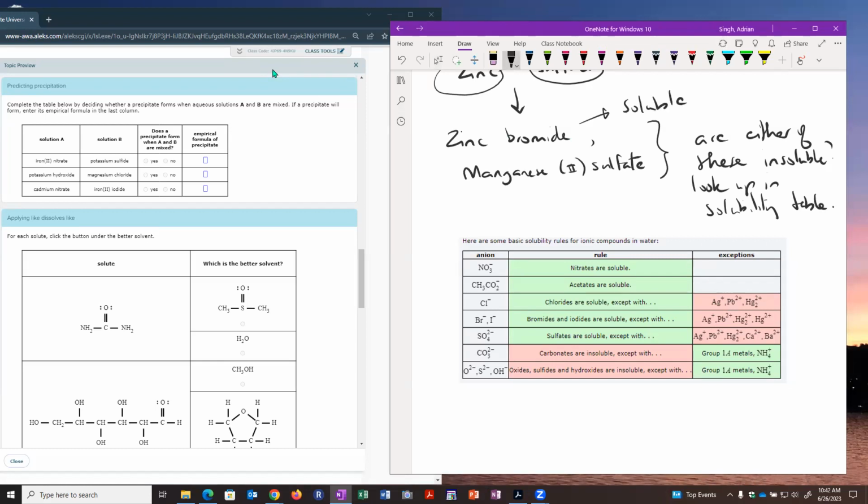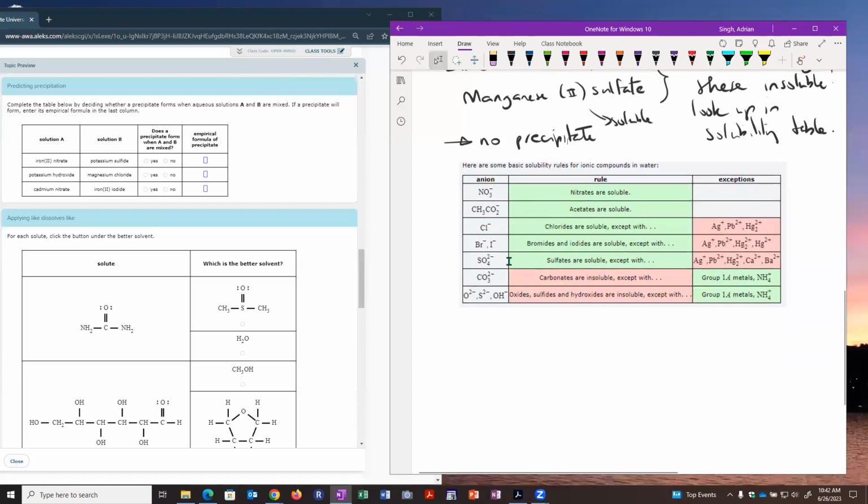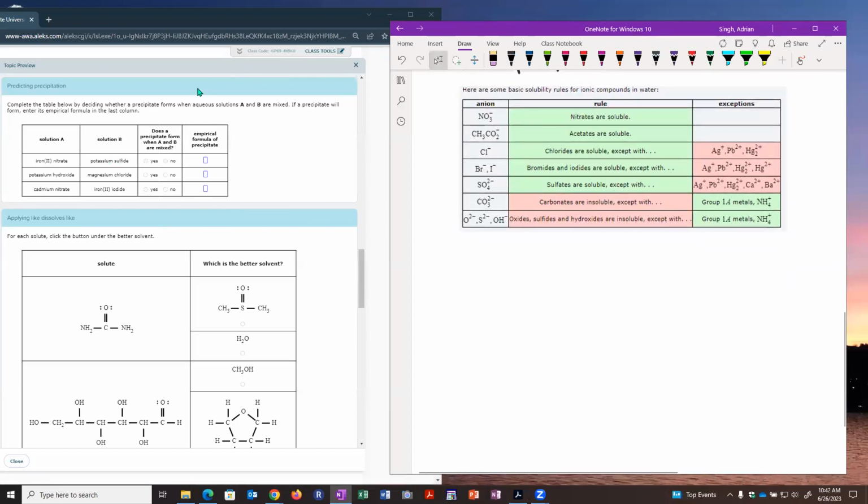And sulfates. So this manganese 2 sulfate, it says all sulfates are soluble, so they will dissolve, with the exception of any of these. We don't see manganese on there. So this will also be soluble. So then no precipitate will form in this example. Let's take a look at another one.